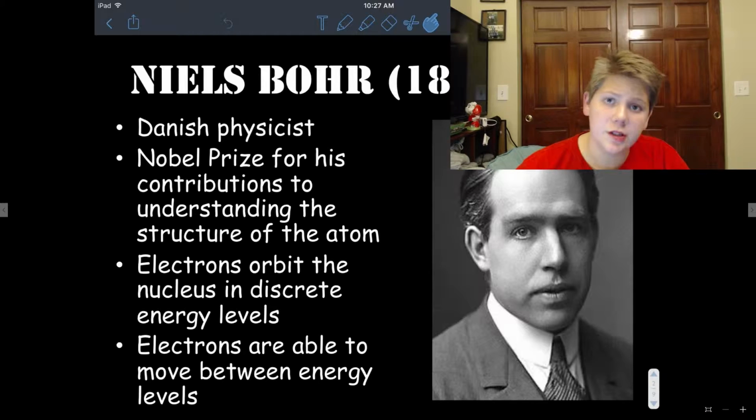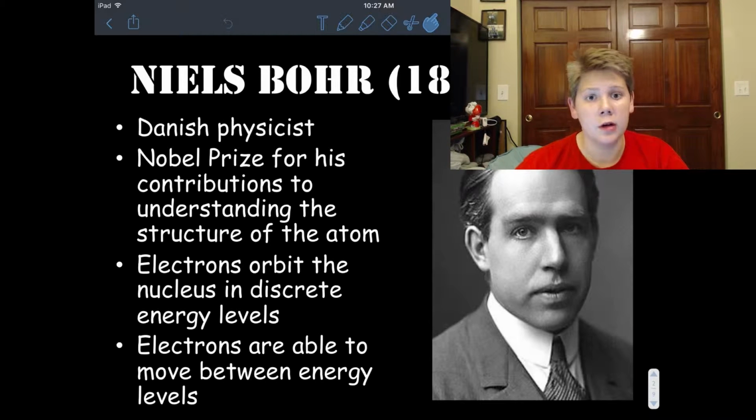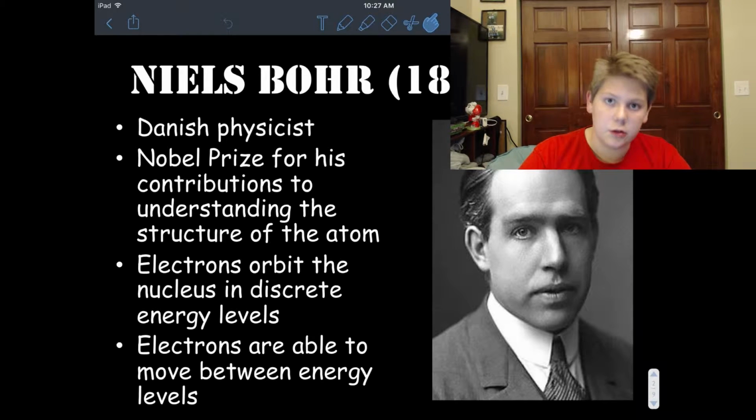So, who was Niels Bohr? Well, he was born in 1855 and died in 1962. He was a Danish physicist. He won a Nobel Prize for his contributions to understanding the structure of the atom. His idea was that electrons orbit the nucleus in discrete energy levels, as I said earlier. Also, electrons are able to move between energy levels.